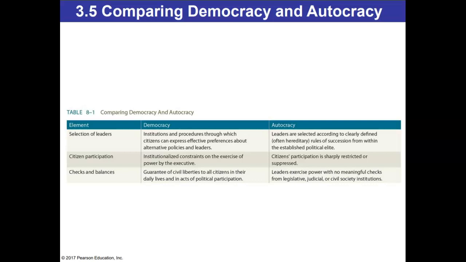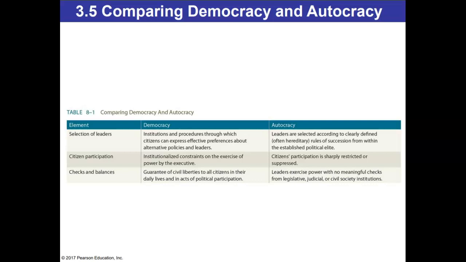In looking at citizen participation, when looking at a democracy, we've got institutionalized constraints on the exercise of power by the executive. What that means is that the structure of the institution ensures that there is a check on an executive figurehead from having too much power. And then with an autocracy, citizens' participation is restricted or suppressed. So there isn't that same sense of check.